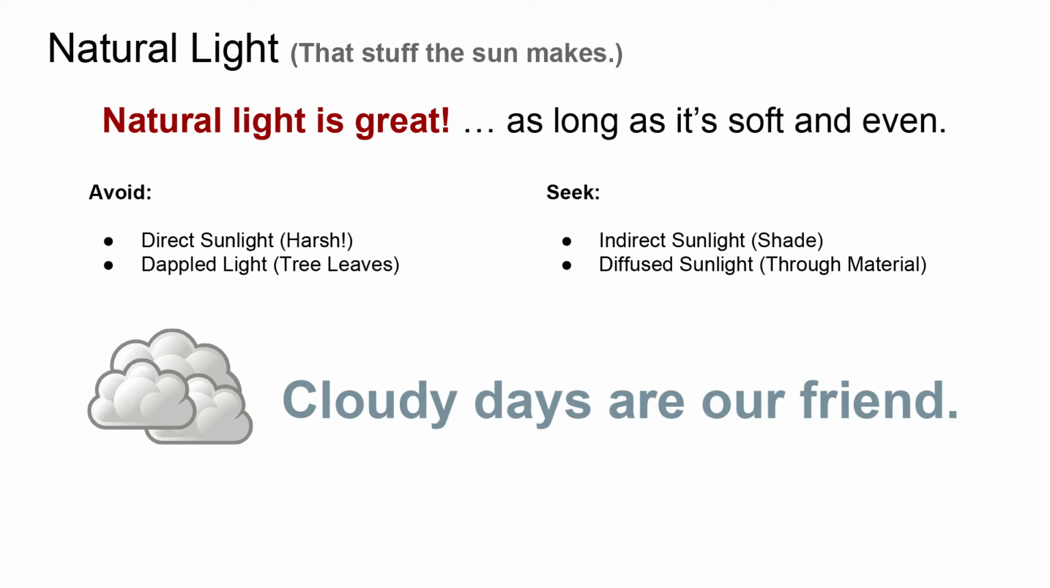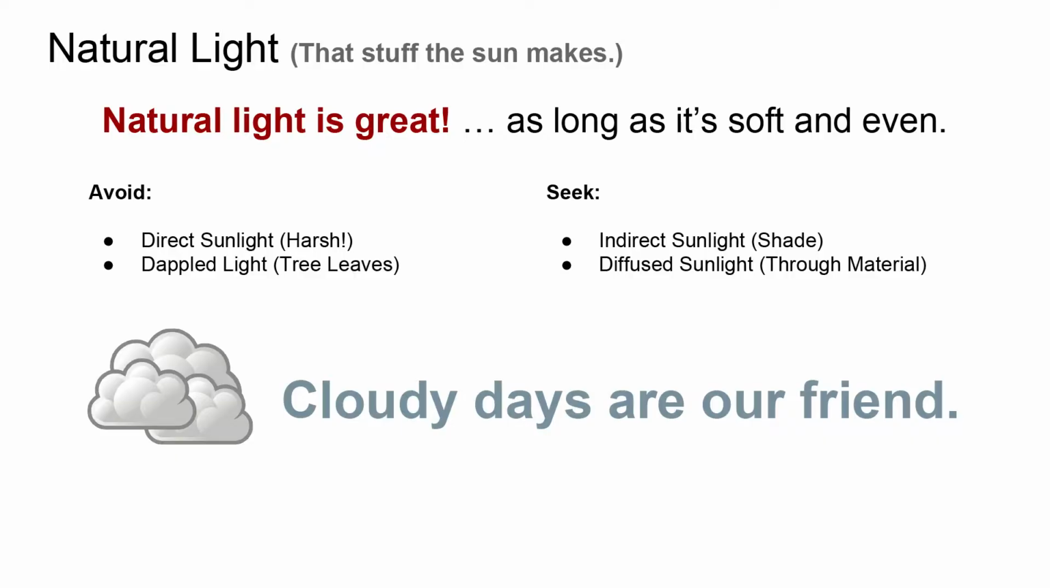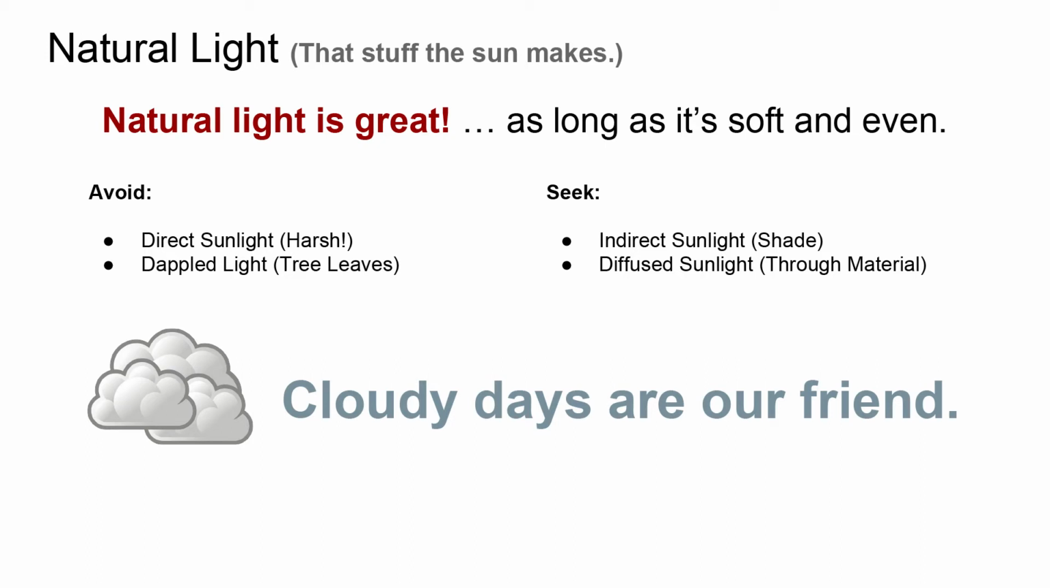So avoid direct sunlight. The second item here is one mistake I see a lot of artists make, which is actually putting it under a tree in the shade, but there's dappled light on it. That's almost worse than direct sunlight because then you have all these different splotchiness as opposed to something that's even at all. And then what we seek is indirect sunlight, shade, diffused sunlight through a material. Basically, the soft boxes I have up here, this is obviously artificial light, but it is diffused. It's through a piece of muslin or something like that. And there's other things that you can use that we'll get into. So cloudy days are our friend.